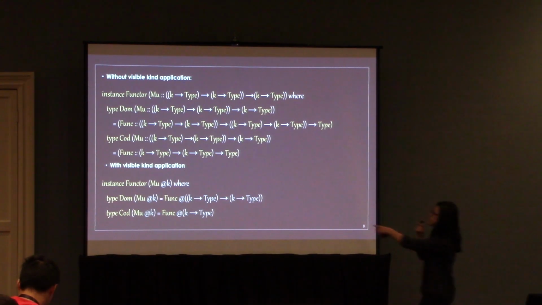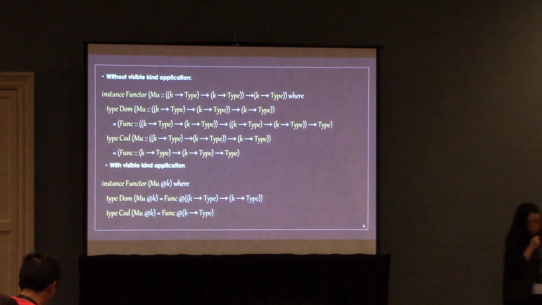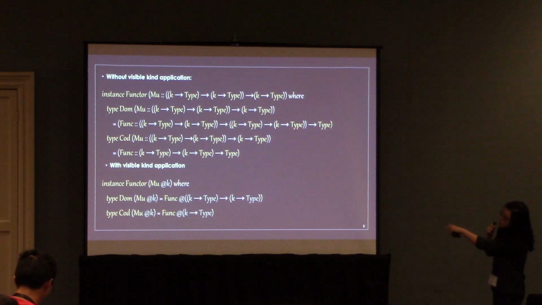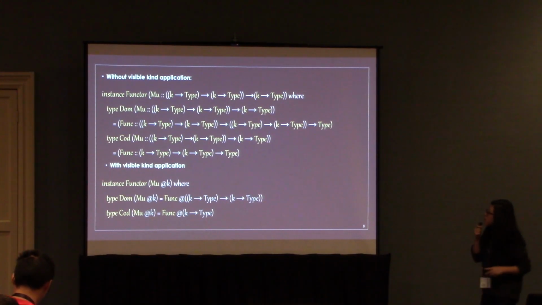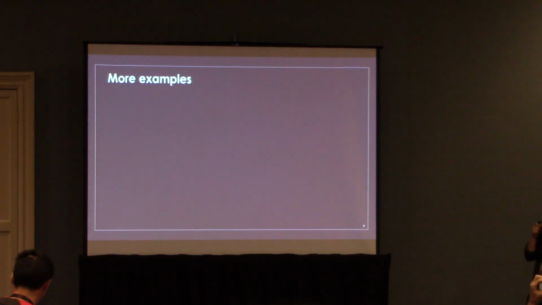And you can easily type check this against the kind of mu, which is K-type to K-type to K-type, and that's the I, and that's the J. You can kind of match it yourself. I can't go back a slide to show you easily, but that's it. And I have some more examples.